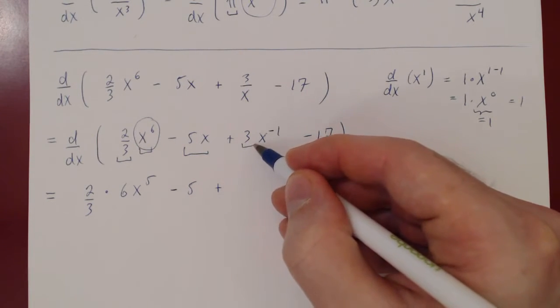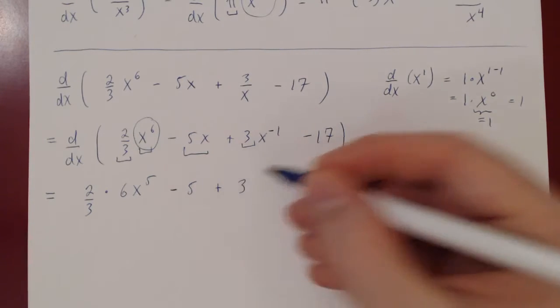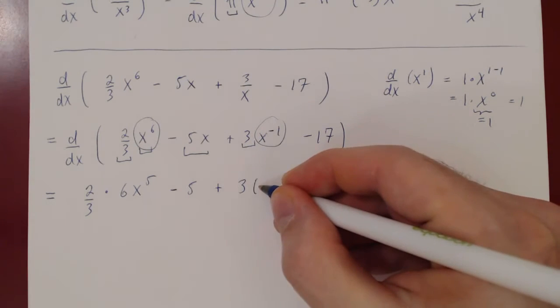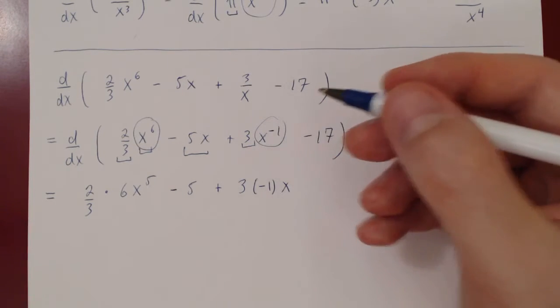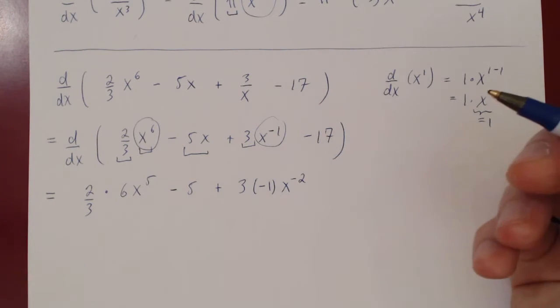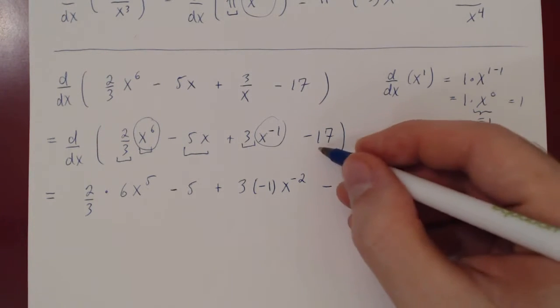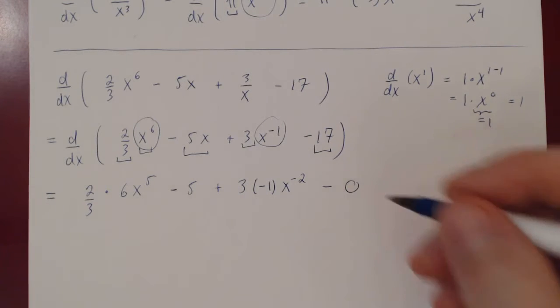3 here is a constant multiple, so 3 times the function, so 3 stays there, times the derivative of x to the negative 1. Once again, we use the power rule. Times, we bring the power down, negative 1, x to the negative 1 minus 1, negative 2. And finally, minus the derivative of 17. 17 is a constant, so it's just a horizontal line. The slope is 0, hence the derivative is 0.